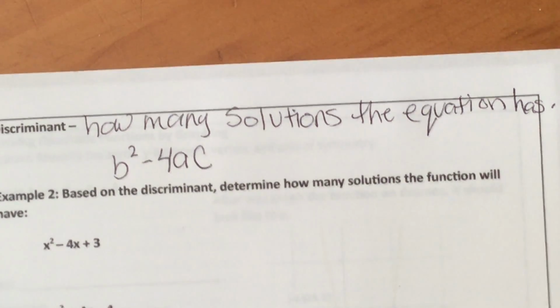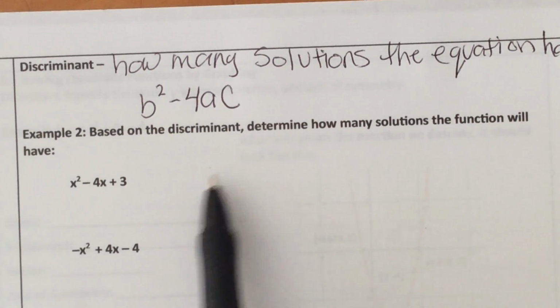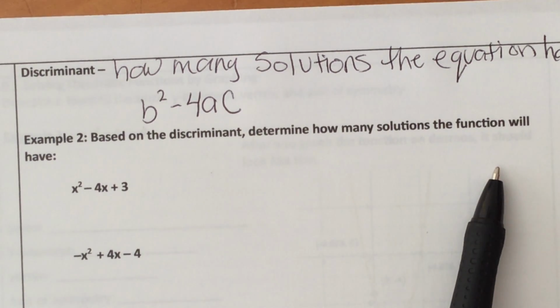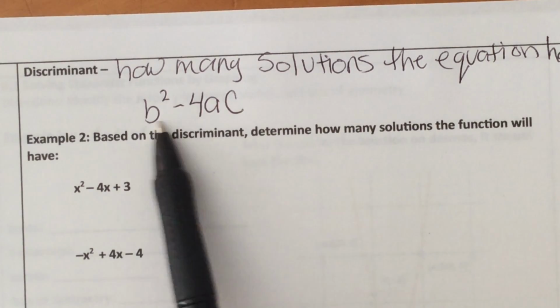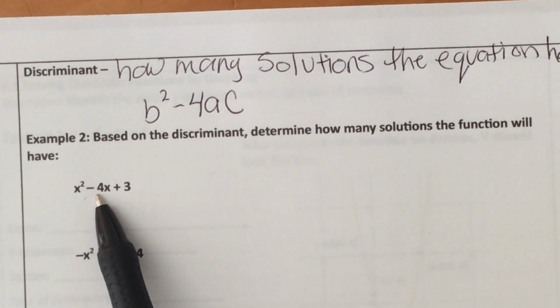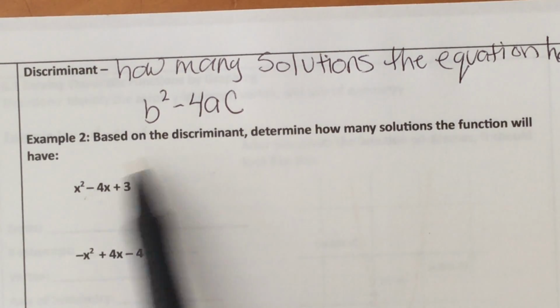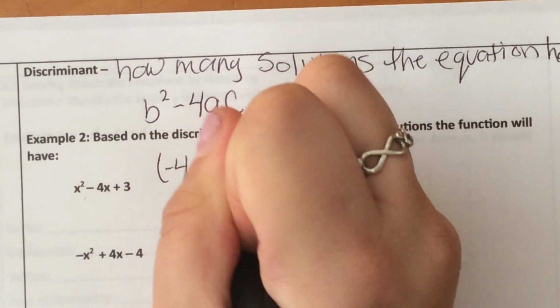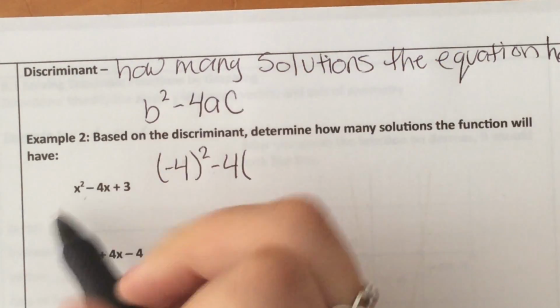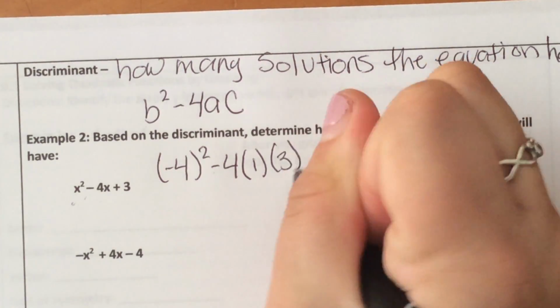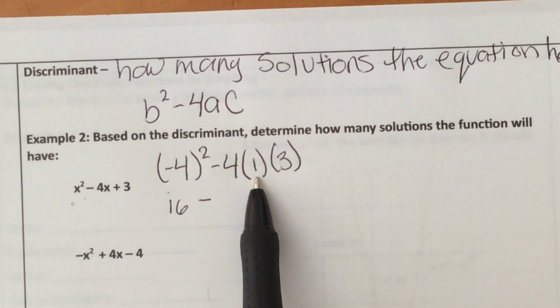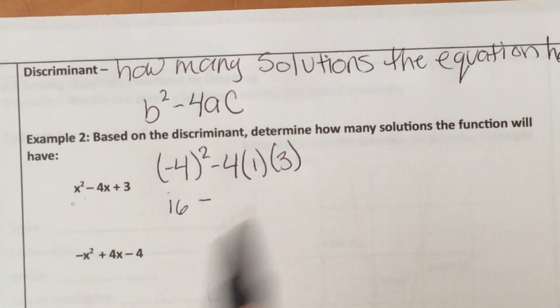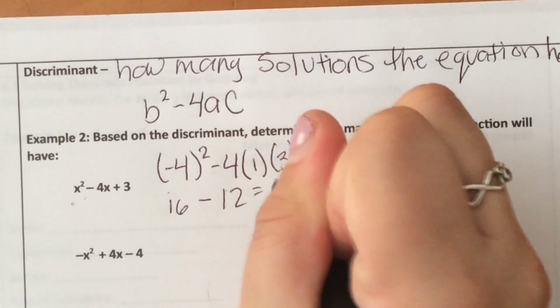So we're going to go ahead and look at all of these three right here, and based on the discriminant, determine how many solutions the function will have. So before we graph, before we do anything, we need to know how many solutions there are. You're going to be asked that sometimes. So all you do is you plug it in here. So I have x squared minus 4x plus 3. So in this case, my b is negative 4 squared minus 4 times my a is 1, my c is 3. So negative 4 squared is 16 minus negative 4 times 1 is negative 4 times 3, negative 12. So 16 minus 12 equals 4.